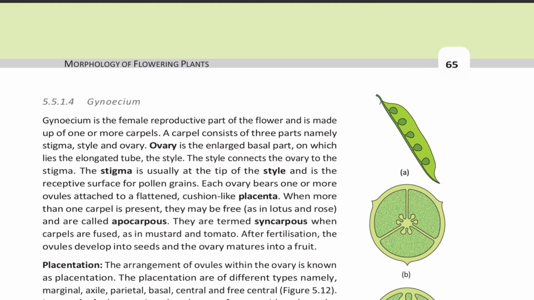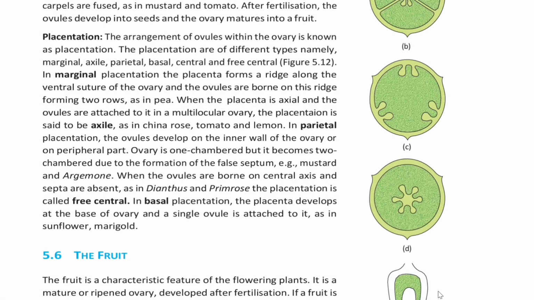When more than 1 carpel is present, they may be free as in lotus or rose and are called apocarpous. They are termed syncarpous when carpels are fused as in mustard and tomato. After fertilization, the ovules develop into seeds and the ovary matures into a fruit. Placentation. The arrangement of ovules within the ovary is known as placentation. The placentation is of different types, namely marginal, axial, parietal, basal, central and free central.